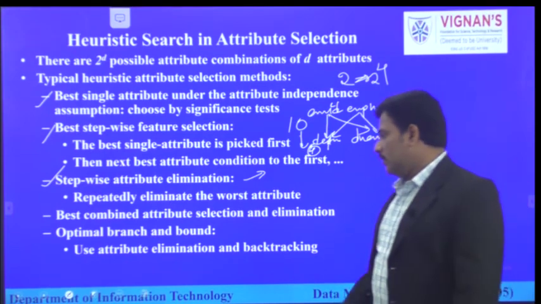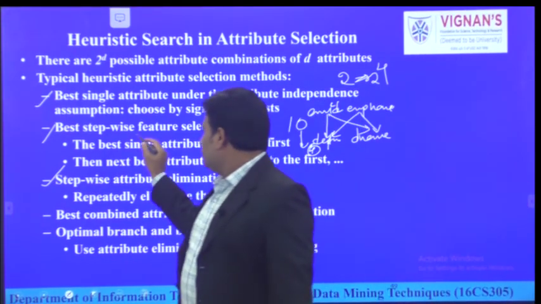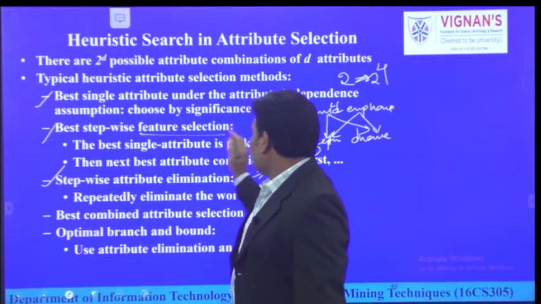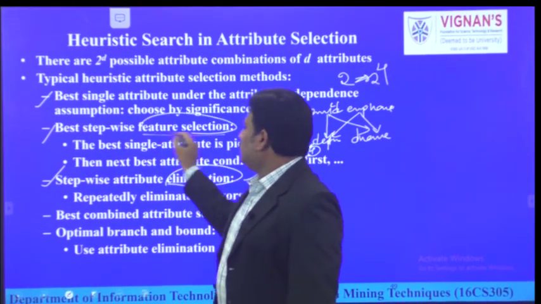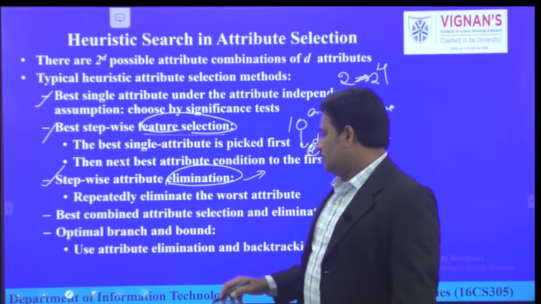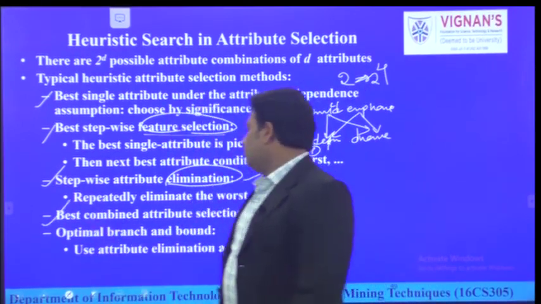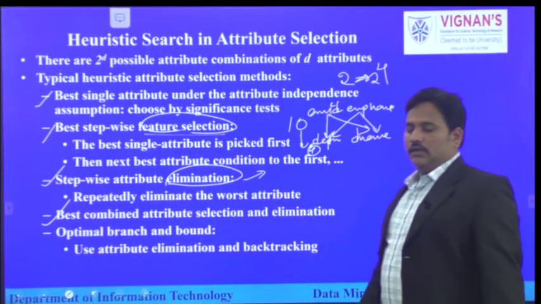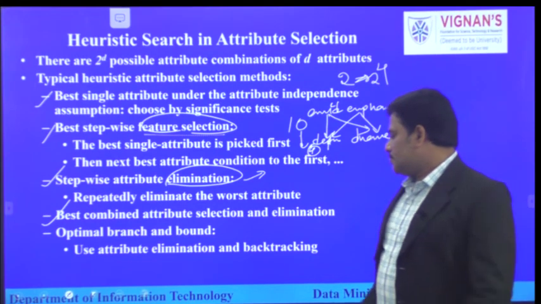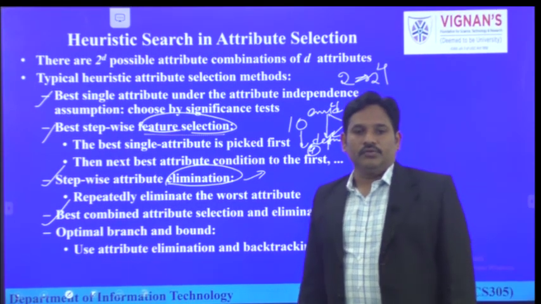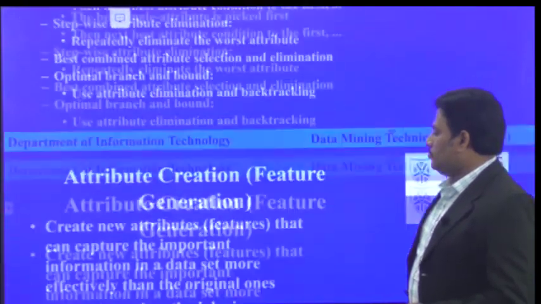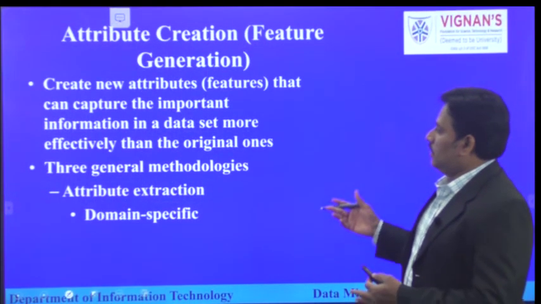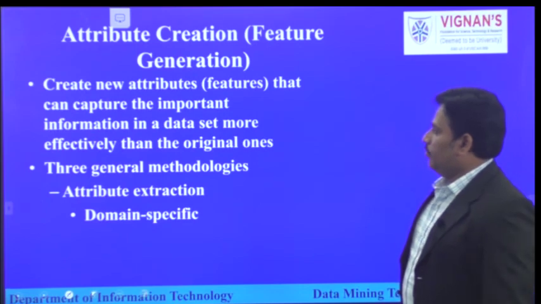Or there is another option, we can combine both: stepwise forward selection and stepwise backward elimination. So this is the combined attribute selection and elimination. And optimal branch and bound can also be applied for the selection of attributes. So these are the attribute selection approaches.